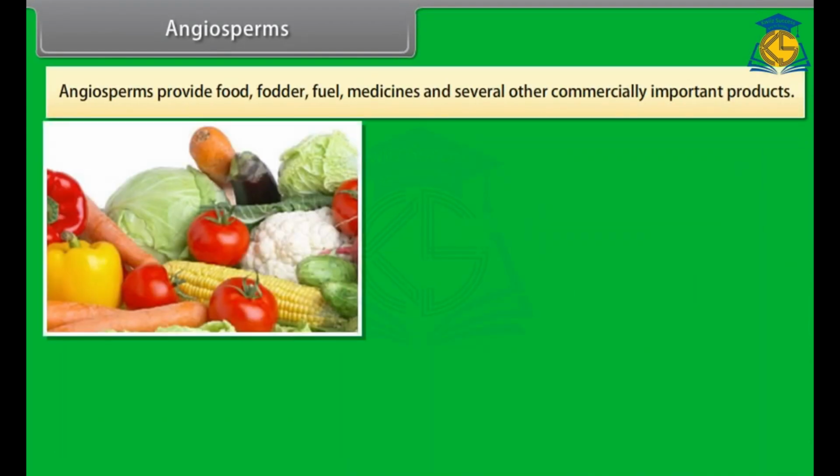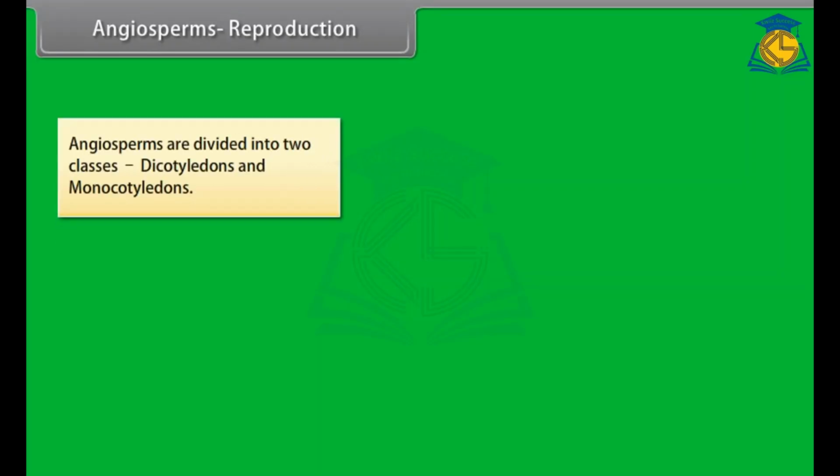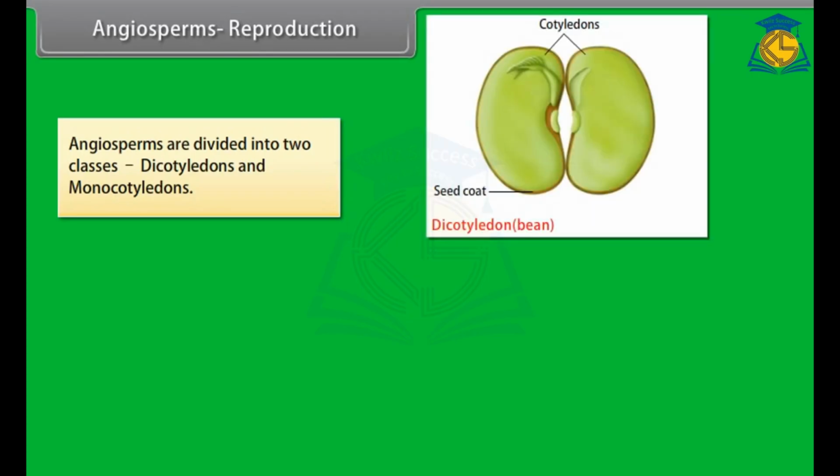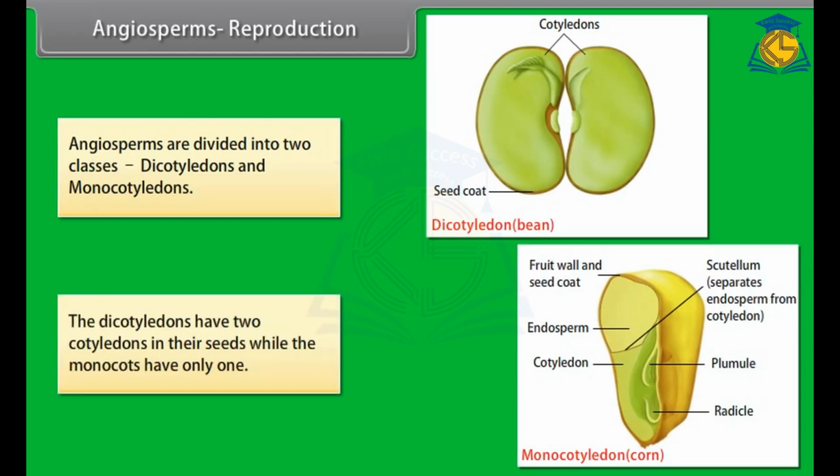Angiosperms provide food, fodder, fuel, medicines, and several other commercially important products. Angiosperms. Reproduction. Angiosperms are divided into 2 classes: dicotyledons and monocotyledons. The dicotyledons have 2 cotyledons in their seeds, while the monocots have only 1.